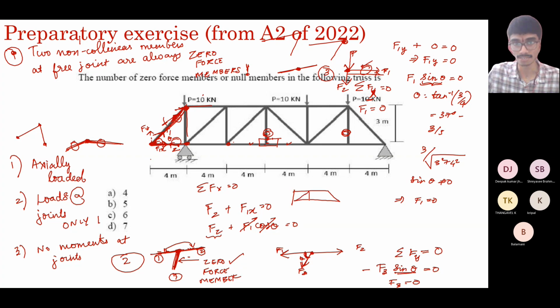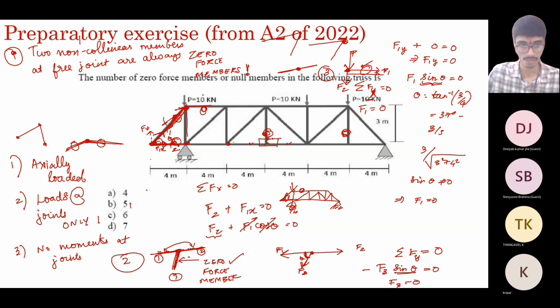You can remove the last panel as such, because these two members are not taking up any force, they're useless. So you can remove them. And by this logic, this is also a zero force member. So totally you have identified 1, 2, 3, 4, and 5. So there are totally 5 zero force members in this structure.